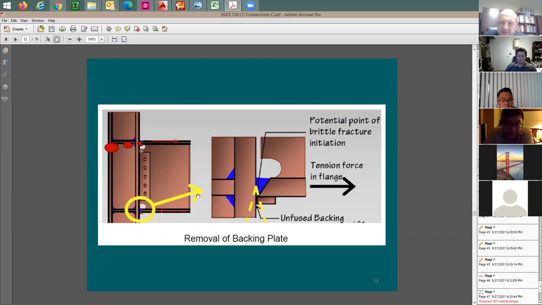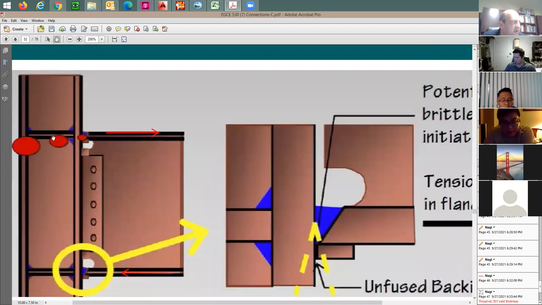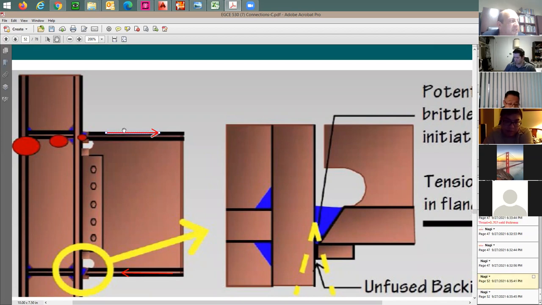During a seismic event, the entire force needs to be transferred to this stiffener, which is going to be right here. The entire force here needs to be transferred through this. The design force here is going to be based on the sizing of the beam itself, so it's going to be F sub Y multiplied by the cross-section area of the plate. And you need to transfer it through the connection here.